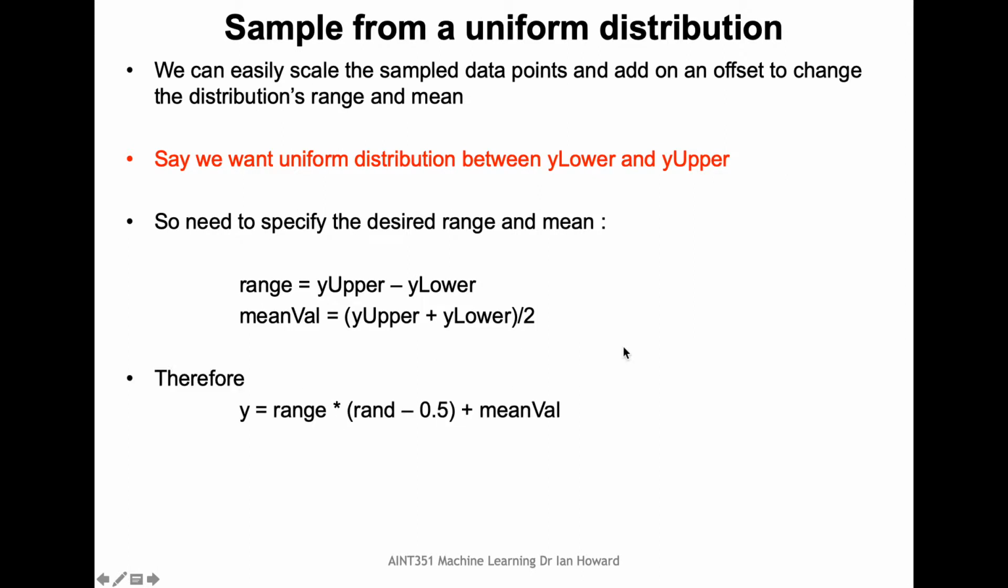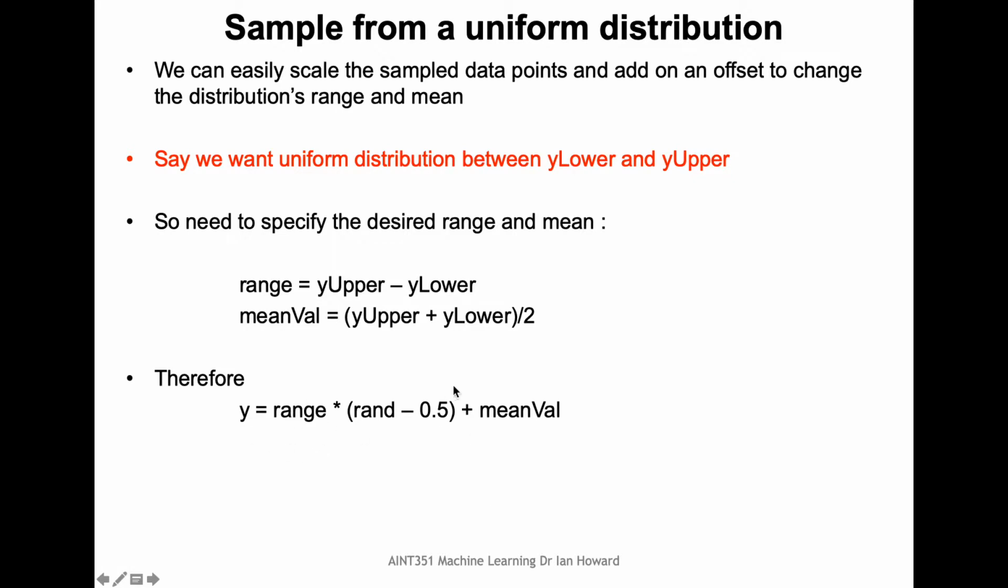Therefore, in order to have a sample which appears to have been drawn from this uniform distribution from y lower to y upper, all we have to do is get our corrected rand value with a 0 mean. So it's rand minus 0.5. That gives us our distribution between minus 0.5 and 0.5. It's got a range of 1 normally.